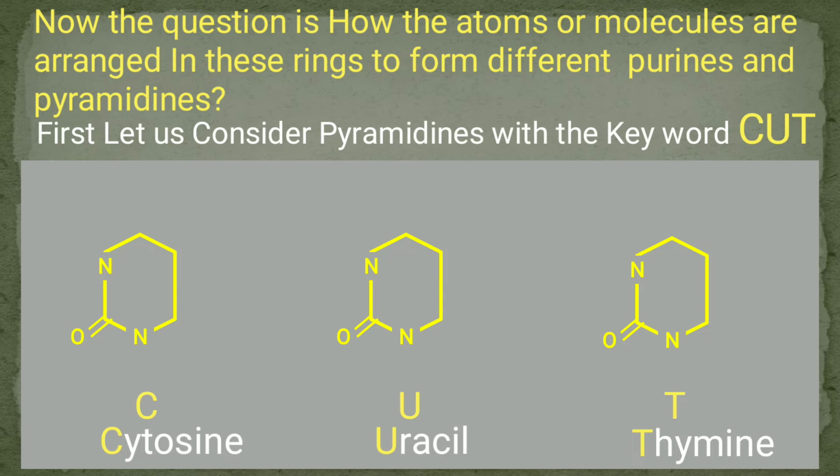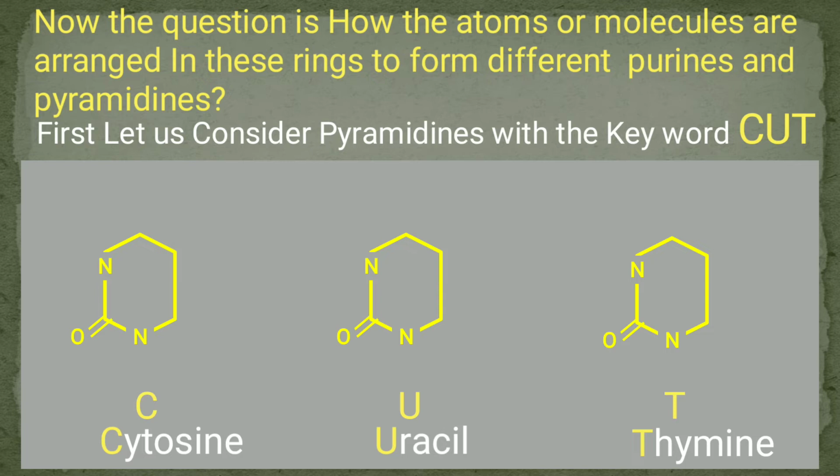There is no way to remember that particular basic structure. We are just saying how to avoid confusion only. So the basic structure you have to learn. If you remember this basic structure, you can easily remember the purine basic structure also. This is the basic structure that is common to all pyrimidines: cytosine, uracil and thymine.